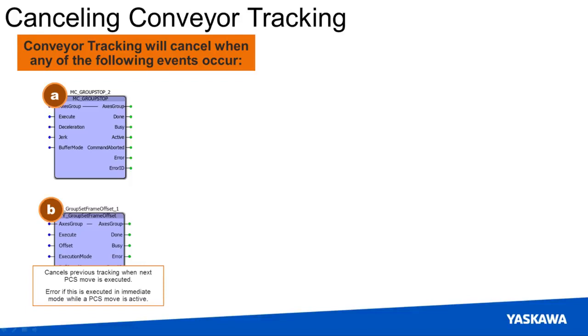Next, I can use this function block Y group set frame offset. What this function block does is it defines different coordinate systems and the offsets from the base coordinate system, the MCS of the group. If I define a new part coordinate system manually, then conveyor tracking will be canceled as soon as I make a move in that newly defined part coordinate system. If a PCS move is currently active and I try to do this, then the Y group set frame offset function block will give an error. I cannot do it while a PCS move is active.